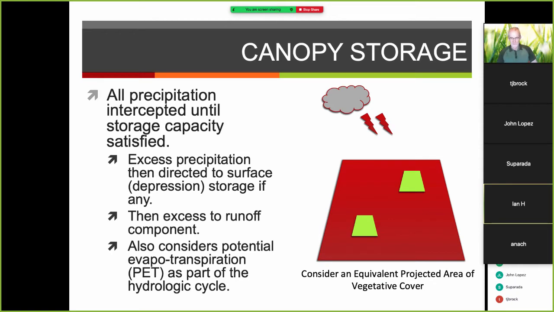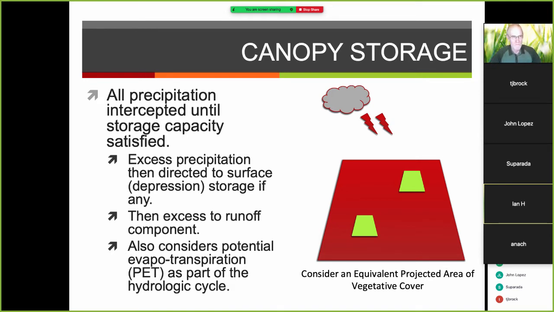And another way to picture the canopy storage is this cartoon here. The red area represents perhaps a watershed, and the two little green areas represent the equivalent projected area of the vegetative cover. That's supposed to be a cloud, although it looks like one of those brains from Futurama. And the lightning bolts represent precipitation. The green areas intercept that rainfall and then process it. So they'll store some of it, and that which cannot be stored is then directed onward.